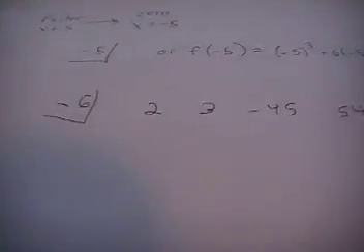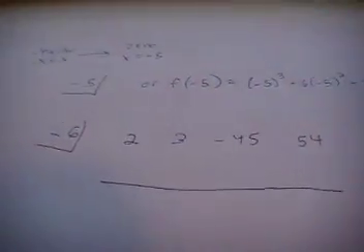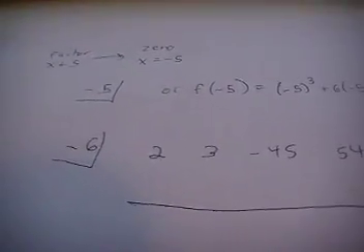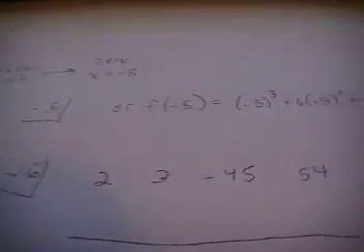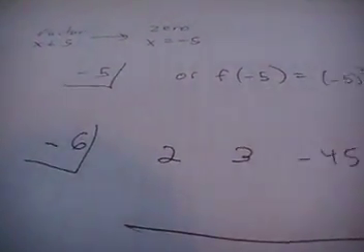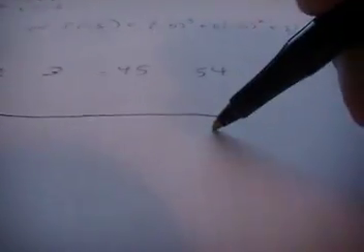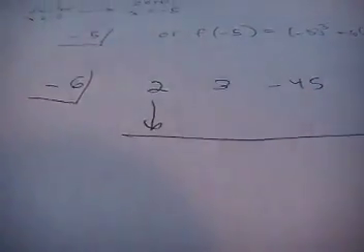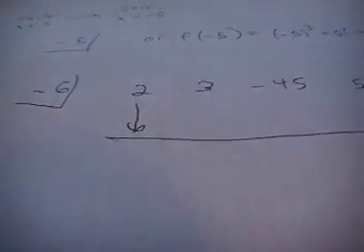So I'm setting up synthetic division. The exponents were in order and nothing was skipped. We already know, because the problem told us, that -6 is a zero of this function. So we better be getting 0 for a remainder or something's definitely wrong. But after we finish this, you'll see that we can find the other zeros much faster than guessing and checking.